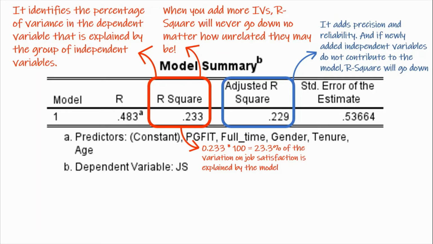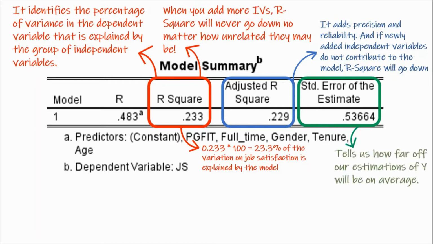In other words, the standard error of the estimate tells us how far off our estimations of y would be on average. Now let me put it this way. On average, how much do the predicted values of y and the actual values of y in the data differ? That's what the standard error of the estimate tells us. And the number tells us that on average, the actual observed values in the data fall 0.53 units from the regression line.